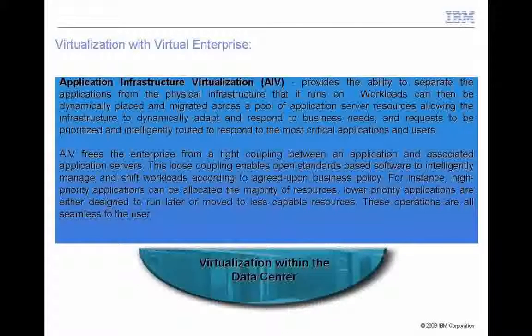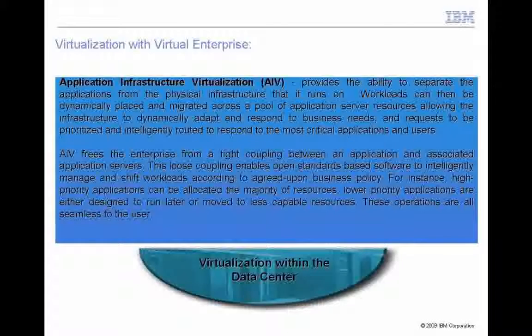Application infrastructure virtualization provides the ability to separate applications from the physical infrastructure they run on. Workloads can then be dynamically placed and migrated across a pool of application server resources, allowing the infrastructure to dynamically adapt and respond to business needs, and allowing requests to be prioritized and intelligently routed to respond to the most critical applications and users.